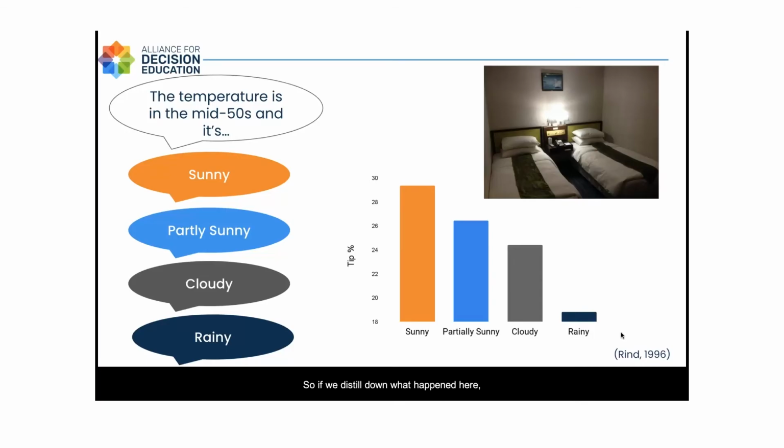So if we distill down what happened here, people tipped differently for the same service in the same type of hotel room just based on what they were told the weather was. We think we tip based on service or how much money we have or how the food is, but in reality, we are impacted sometimes by contextual factors that may seem surprising to our rational minds. And this is just a great example of how and why it's so important to get curious about the way we are making decisions.